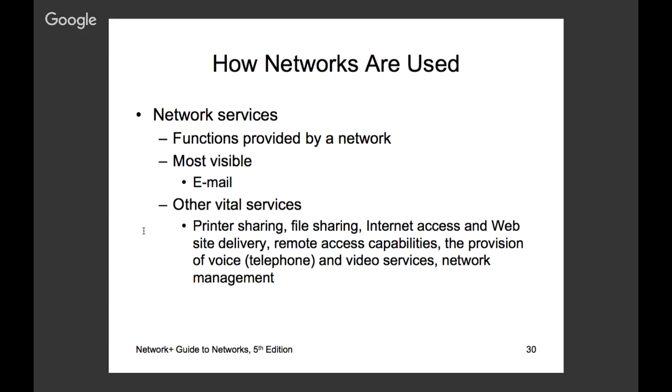Now, how networks are used, as far as the function provided by the network. The most visible use of a network I've already talked about tonight is email. Everybody uses that in the workplace. Other vital network services you use all the time, whether at work or even at home if you have Wi-Fi: print servers, you might have some of your printers connected to your Wi-Fi at home. Maybe you have an HP printer connected where you can print from any device, right? File sharing set up, internet access, website delivery. You might have your own web host at home possibly. Remote access, you might be able to remote into your computer at home.